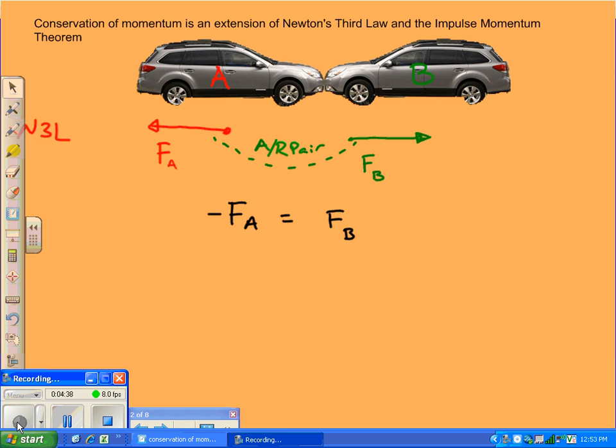And that's just a restatement of Newton's third law. Forces occur in pairs, they're equal and opposite in direction, same magnitude, and they occur on two separate objects, cars A and B.